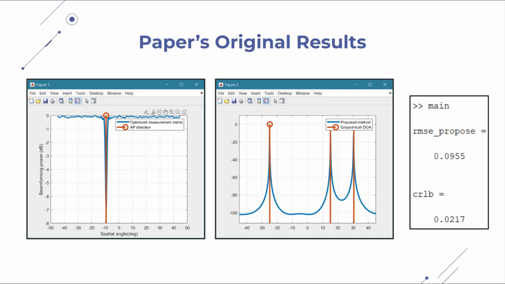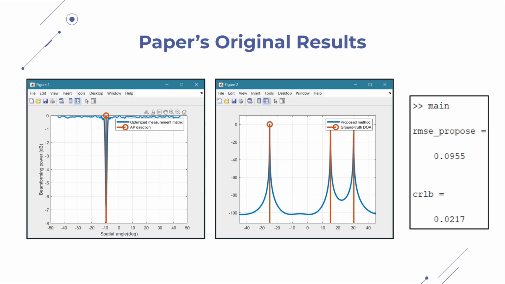The blue curve shows strong peaks at the actual locations of the targets, with the orange stems being ground truth DOAs. And now if you look on the very right, you can see the performance metrics for this initial test, showing a root mean square error of 0.0955 degrees. This means that the average error between the estimated angles and truth DOAs is less than a single degree.